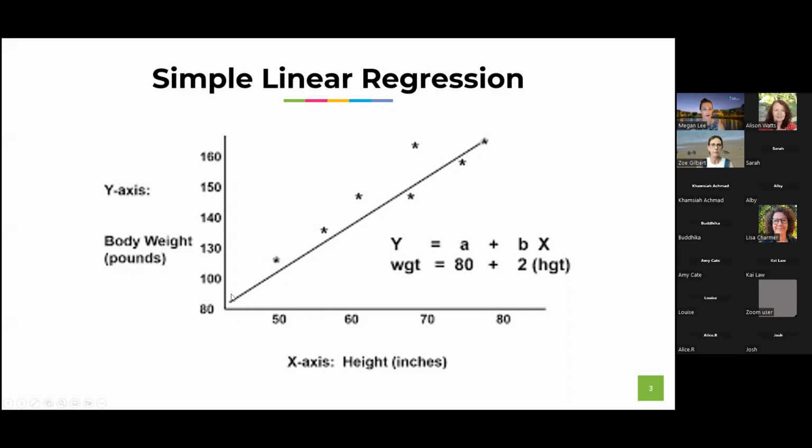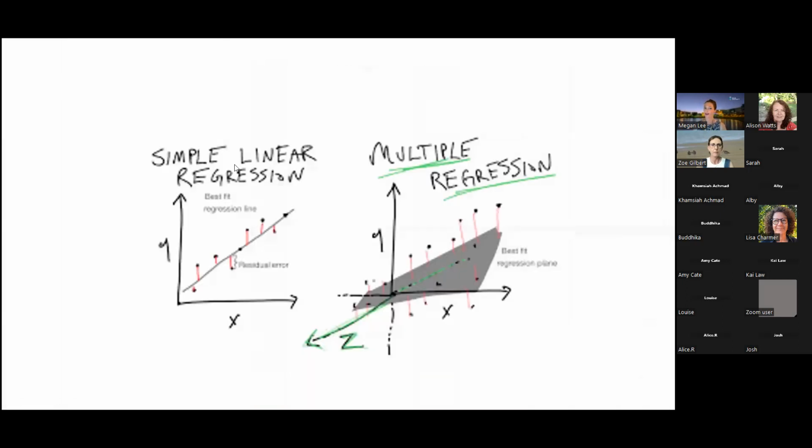So someone who is 50 inches tall, if they went up to 52 inches, they would then be 120 times this. So it's whatever your height is times 2. So it goes up by 2. Next.